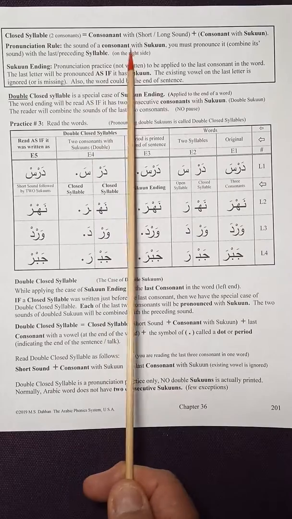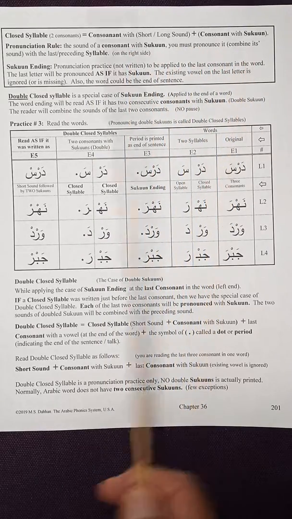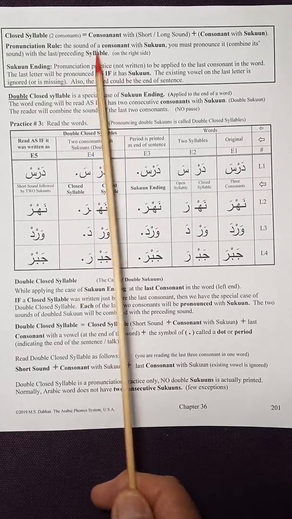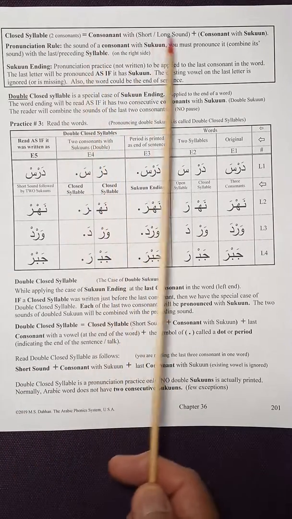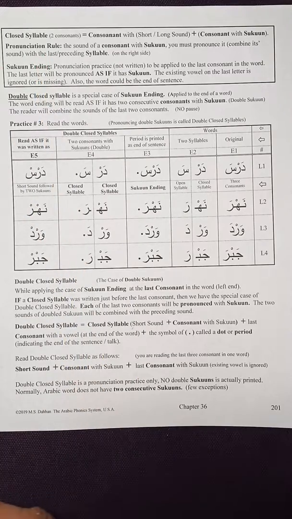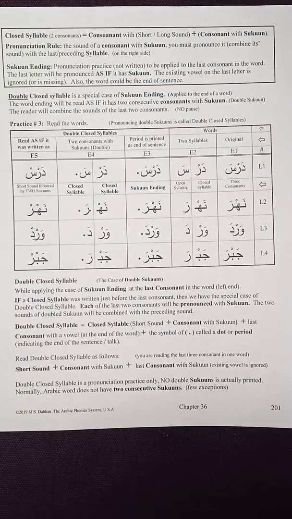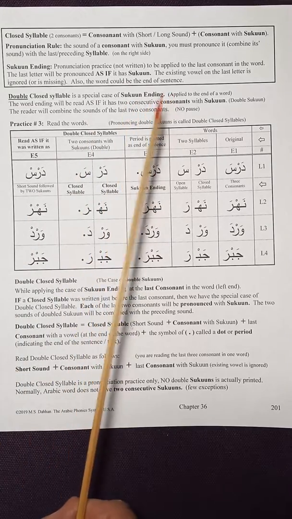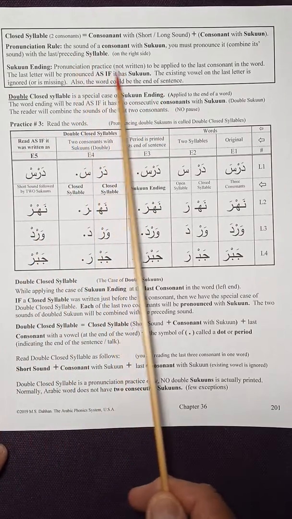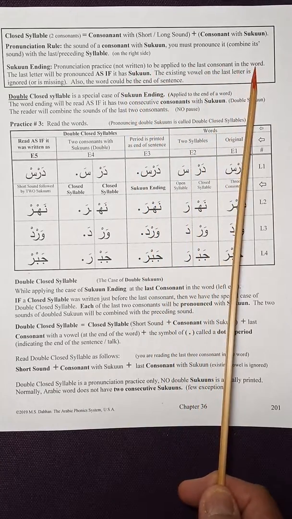Every time you see a consonant with sukoon, you must pronounce it, combining it with the last preceding syllable. Doesn't matter what the sound is. Whatever happened before it, you cannot pronounce it by itself. That's the word sukoon ending. It applies only to the end of the word. It's not written. It's applied to the last consonant in the word.